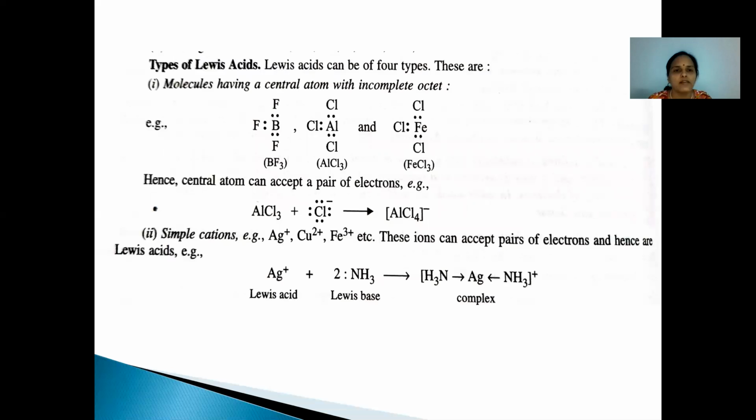Let's look into the types of Lewis acids. Lewis acids are of four types. One is molecules having a central atom with incomplete octet. Example, BF3, AlCl3, FeCl3. Hence, the central metal atom can accept a pair of electrons. Example, AlCl3 plus Cl minus gives AlCl4 minus. Second category is simple cations, silver ion, copper ion, iron ion, etc. These ions can accept pairs of electrons and hence they can act as Lewis acids.